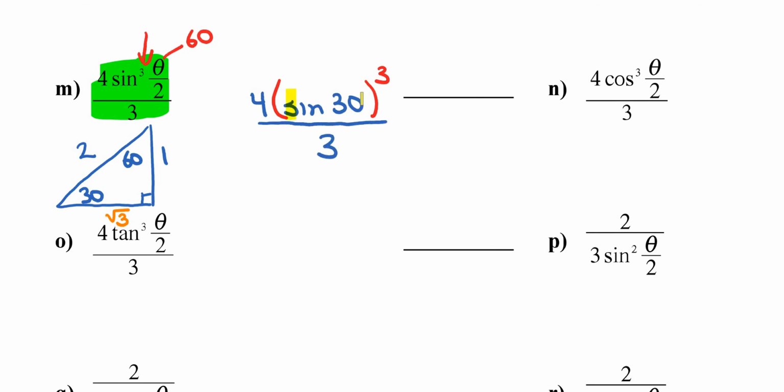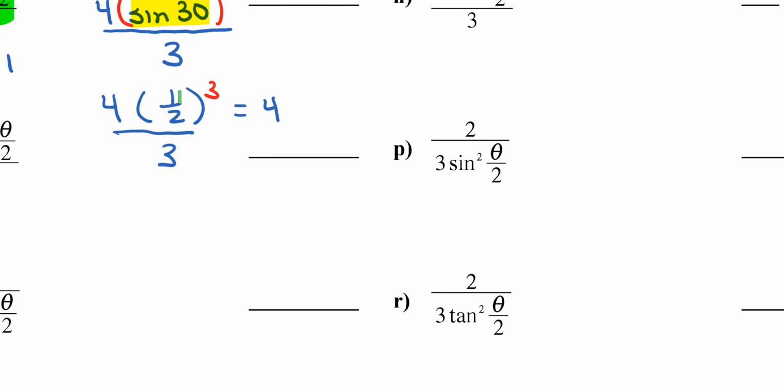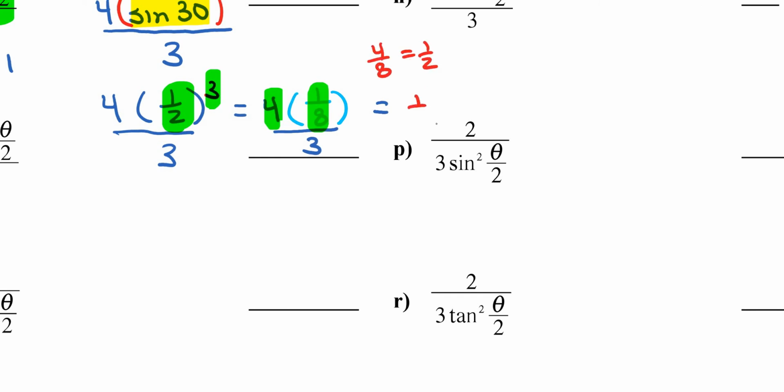Okay, so the big question is, what is sine 30, right? So go to my 30, 60, 90 triangle. Here is 30. Now, sine has a ratio of the opposite over the hypotenuse, right? So 1 over 2. So if I plug that back in, it's 4 times 1/2 all to the power 3, divided by 3. And now we need to work out this ugly mess here. The 4 remains. So 1/2 to the power of 3, that's the same thing as 1/2 times 1/2 times 1/2, and that's going to be 1 over 8, all divided by 3. Now 4 times 1 over 8, that's really like 4 over 8, which is 1/2. So 1/2 divided by 3, and 2 times 3 is going to be 6, right? So 1 over 6 is your final answer for letter M.